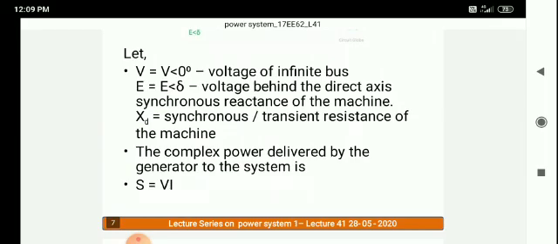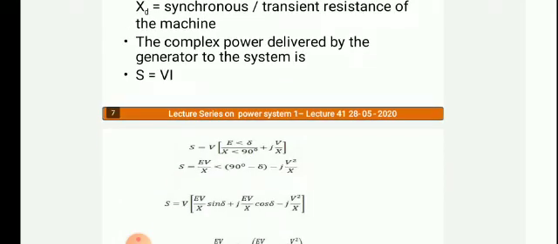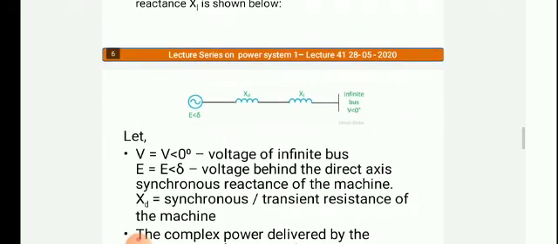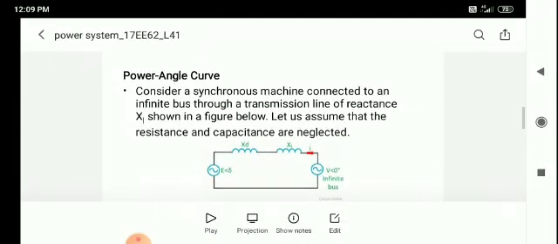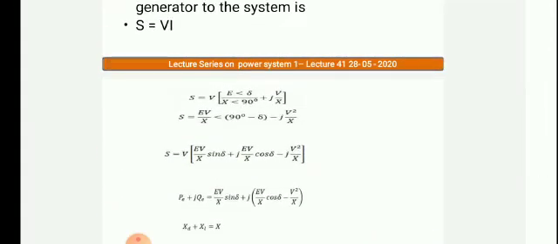The complex power for the generator is given by S equals V into I, and what is I? I is the current that flows through XL and Xt. So the equation of I in this case will be E at an angle of delta divided by X at an angle of 90 degrees, plus jV by X. Here we have to split this particular form into the real and imaginary parts.